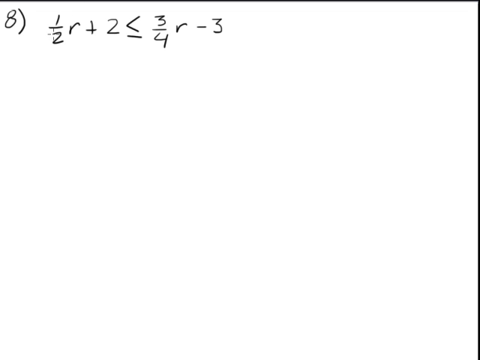So I have 1/2 r plus 2 is less than or equal to 3/4 r minus 3.